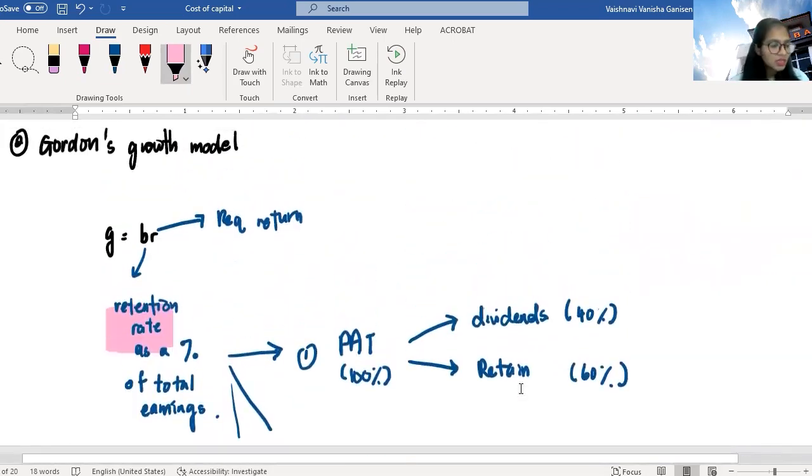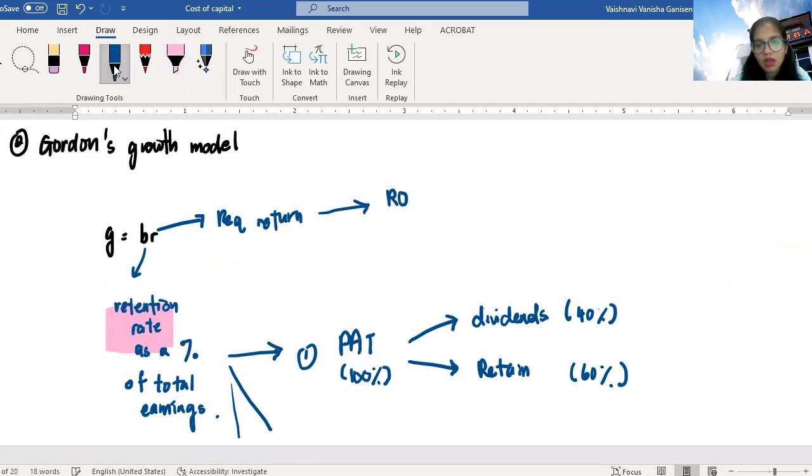Now, the next one is required return. How do you calculate required return? It's simple. ROE, ROI. That means this one is PAT over total equity. Okay, so guys, now since we have completed this, let's proceed to calculate the Gordon's growth model.